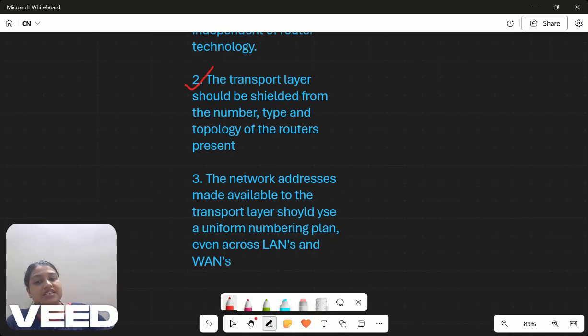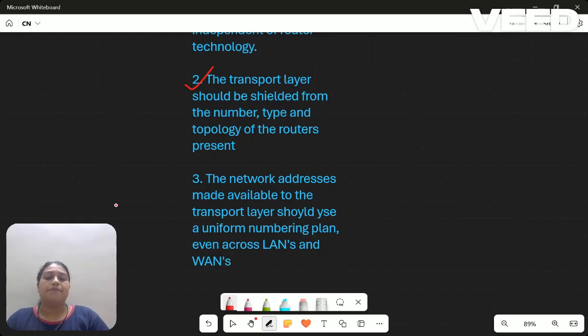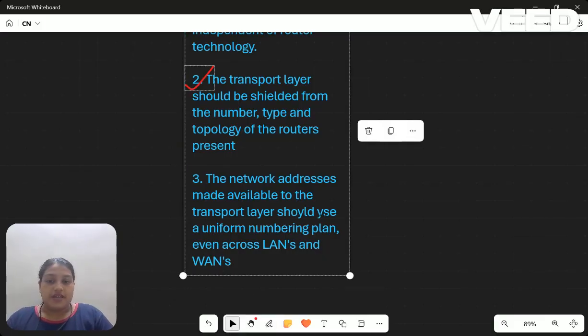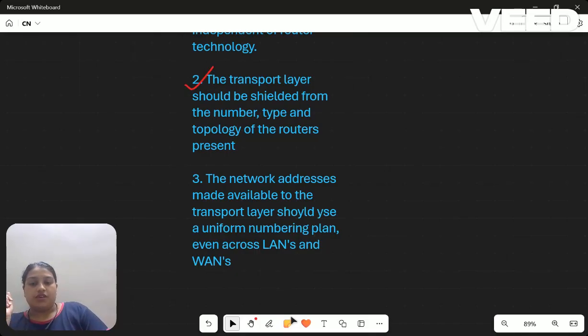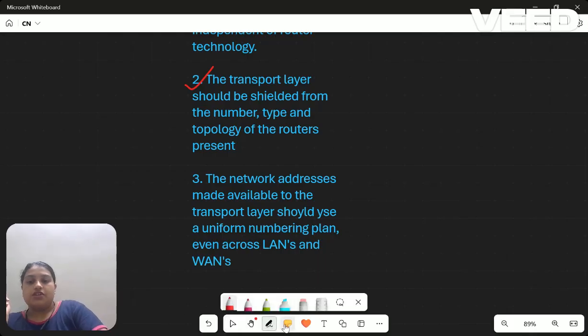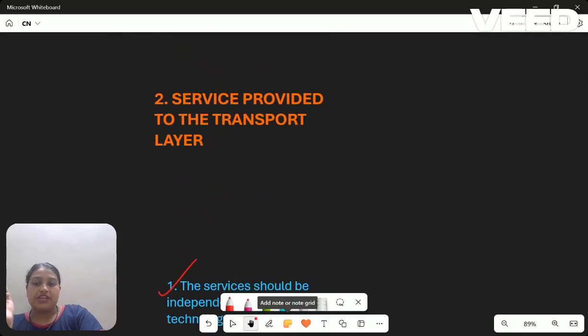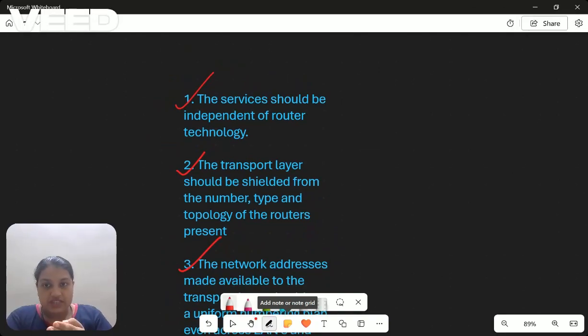The network addresses made available to the transport layer should use a uniform numbering plan. Okay, here it should use a uniform numbering plan, even across LANs and WANs. So these are the three services provided to the transport layer. That is the network that provides services to the transport layer.